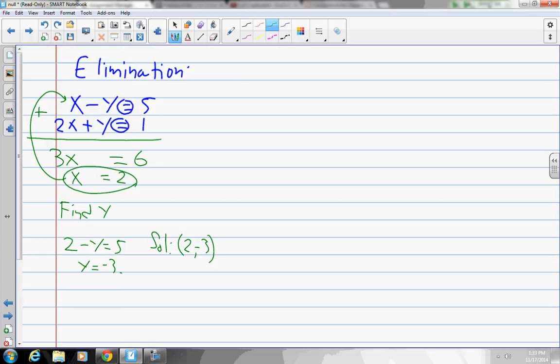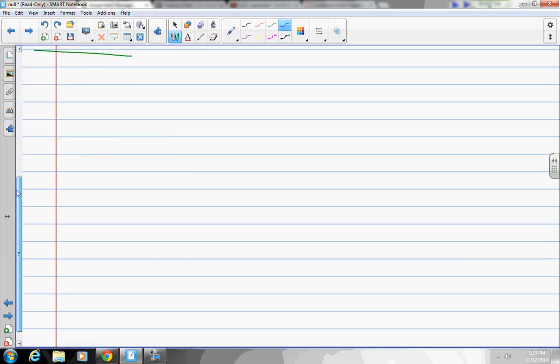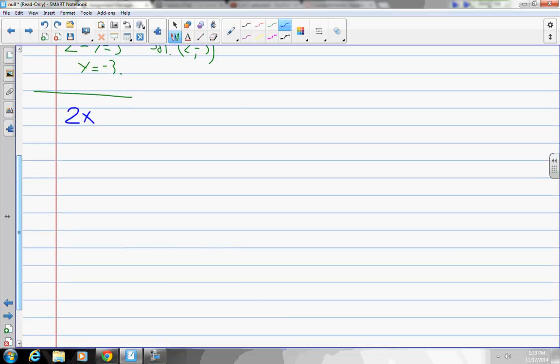Now, if they don't have those coefficients, we can always work around that to make the coefficients equal. But that's the key. You want to have at least one variable to have this matching coefficient. So when you add the equations, one of the variables goes away. So I'm going to give you this example. 2x plus 4y equals 11, and then 16x minus 3y equals negative 1. Now we're going to get some nasty answers.